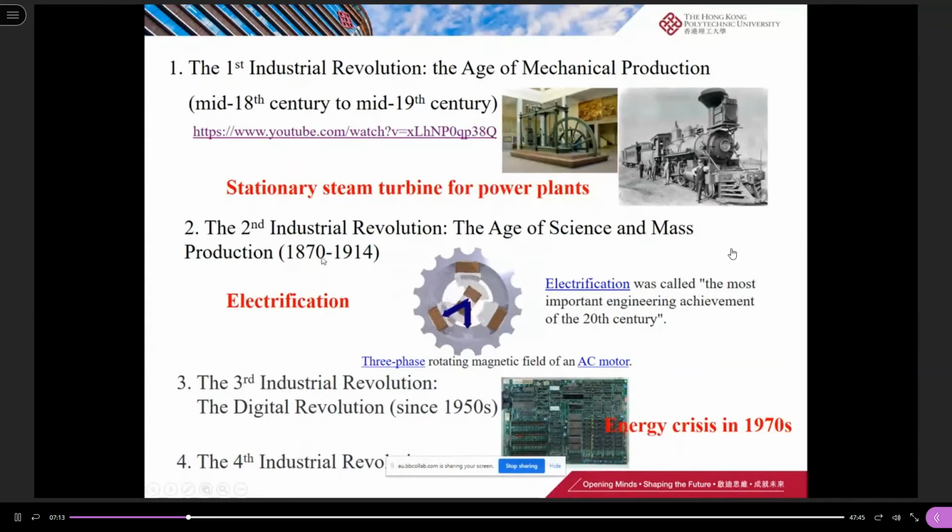And the second industrial revolution is the age of science and mass production, especially electrification. More than 100 years ago, there was the second industrial revolution, with power electrification. Many appliances can be electrified, because from the first industrial revolution we invented the stationary steam turbine for power plants, converting mechanical work further into power. And then there's the third industrial revolution, the digital revolution, and the fourth industrial revolution. We will not mention those much because they are not very related to our subject.